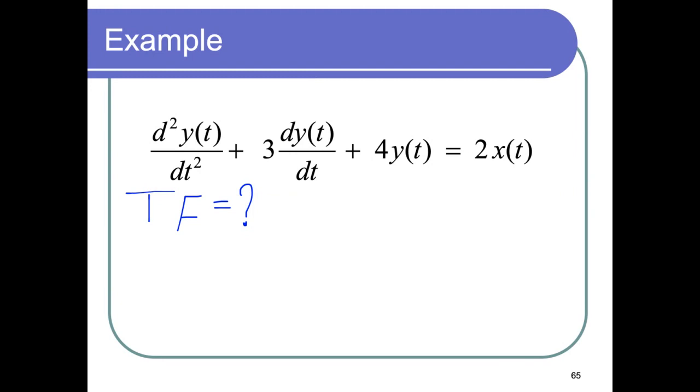Okay, so all initial conditions are assumed to be 0. So my timer is up. Have you guys got it? Yes, Fauzi. It's s square plus 3s plus 4 over 2.